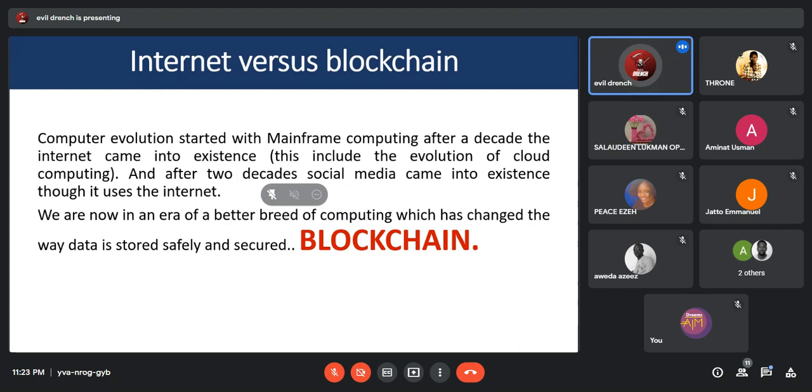So blockchain is a peer-to-peer network of independent nodes that share any kind of value without the intervention of any central authority or any party.